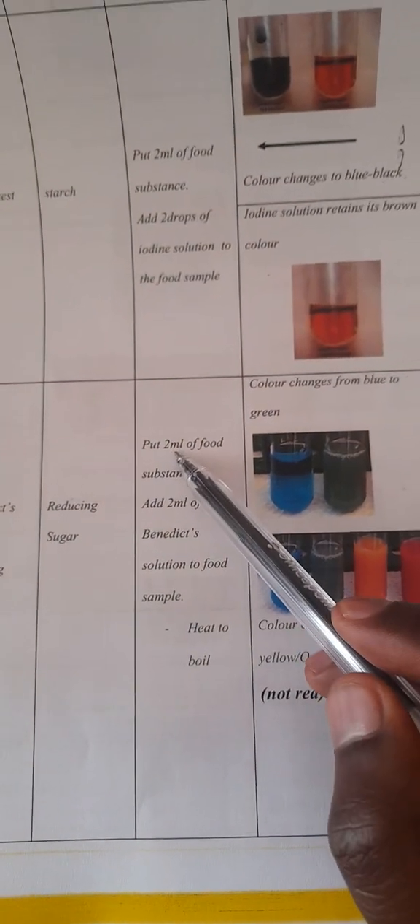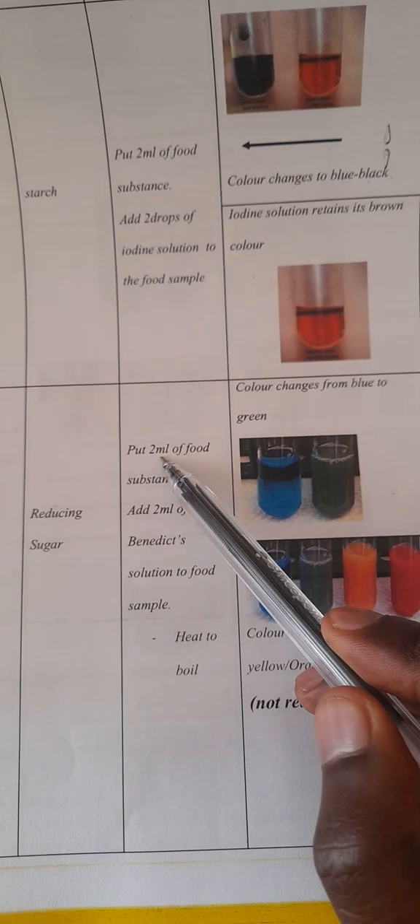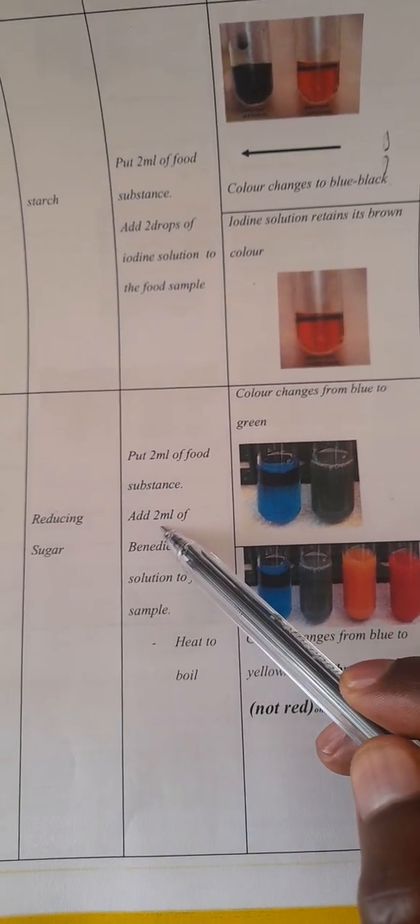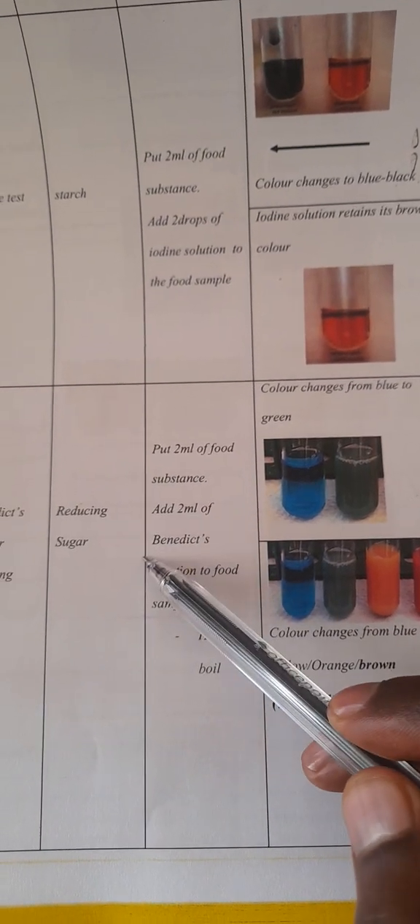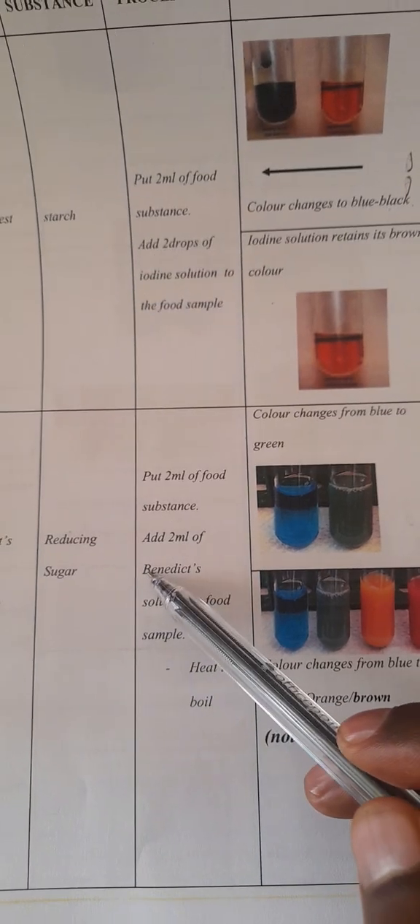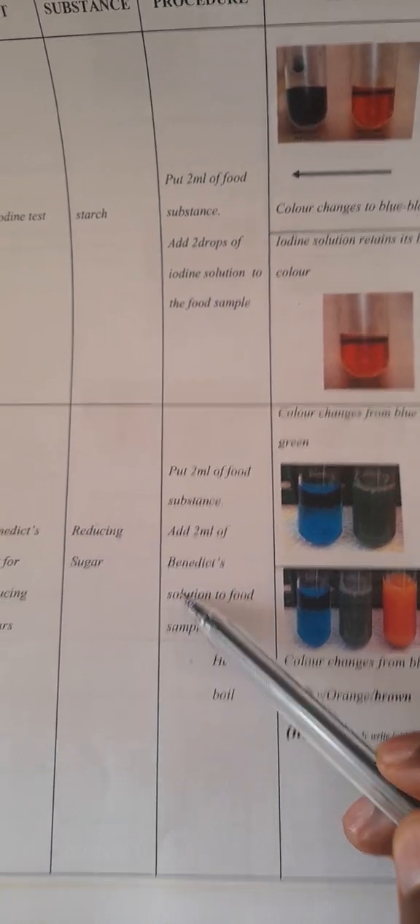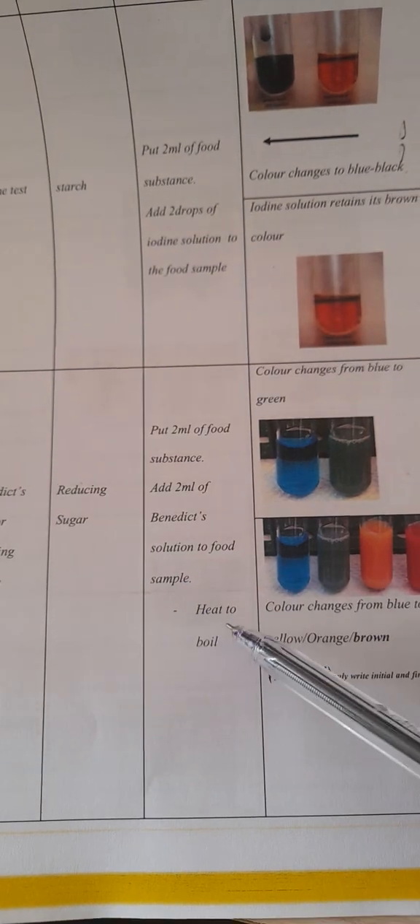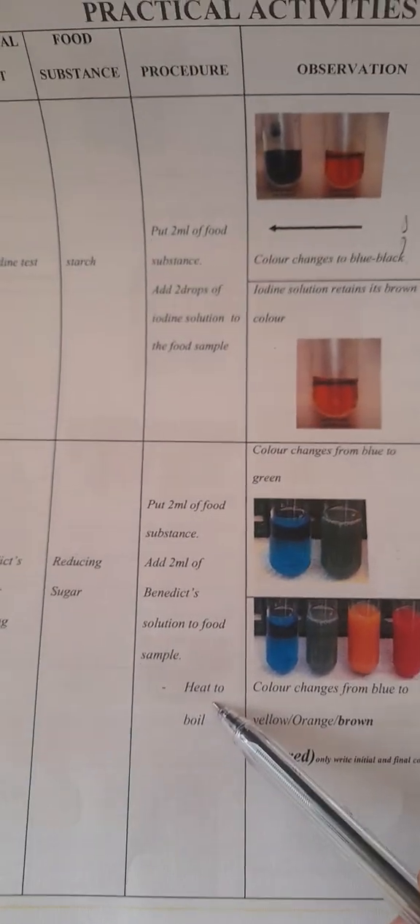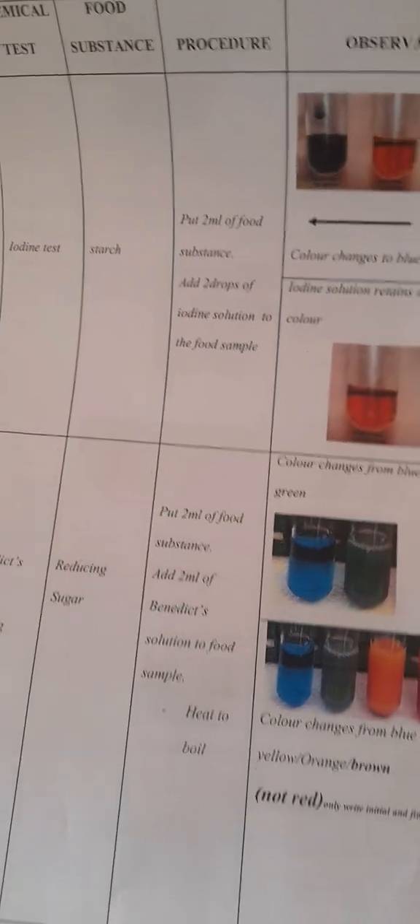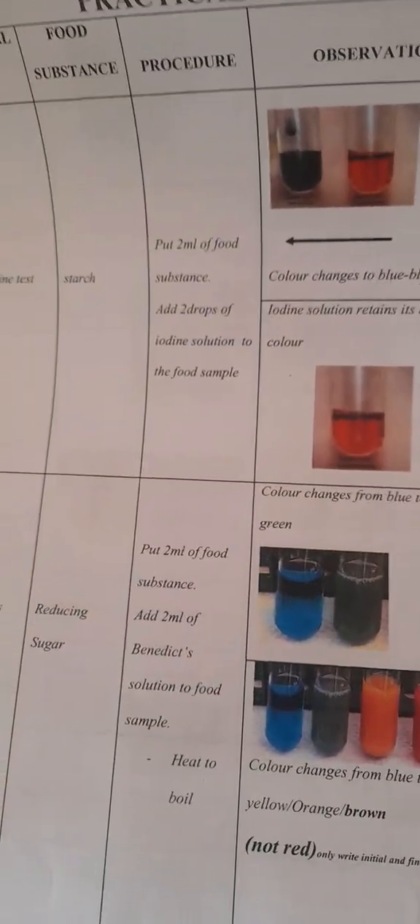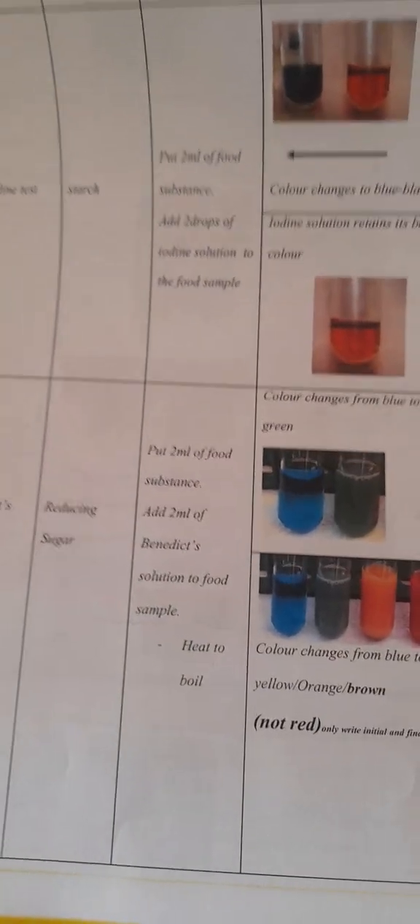So the amount required is 2 ml, 2 ml of the Benedict solution still. Check how Benedict's is written: capital B, apostrophe s, and it should be in solution, and that cannot still be a mark until you speak about heating to boil. From that point now, you can check the traces of the reducing sugars present, and the presence of the reducing sugars.